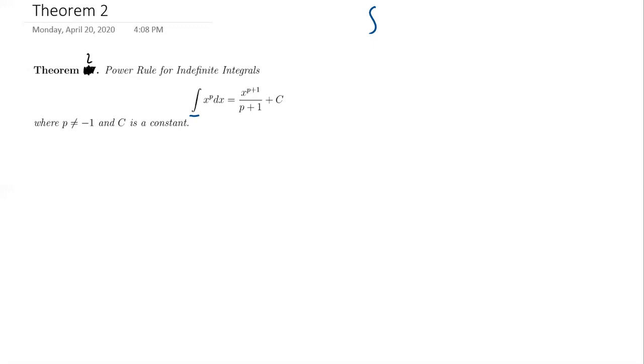So the power rule for indefinite integrals. If you want to find the indefinite integral of x to the p dx, remember this is the same as asking what are all antiderivatives of x to the p. What do you do? You add 1 to the exponent and divide by that exponent. And of course, add c, right? Because all antiderivatives have a form of one specific one and then add a constant.